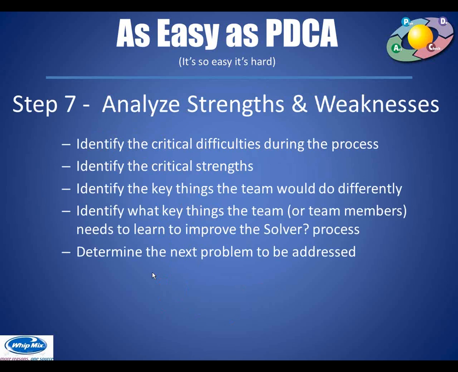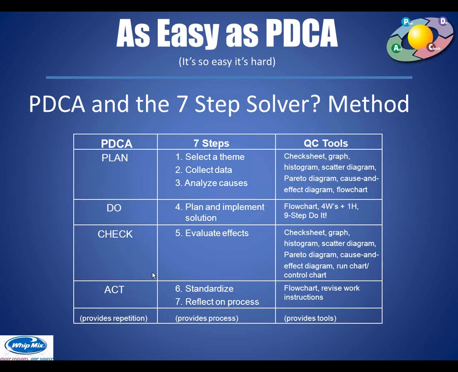Step 7 is analyze your strengths and weaknesses. I'll hit on this briefly. This is nice, especially early on in your improvement process or your continuous improvement activities, to reflect at the end: how did we do? What could we do better? So this is just a reflection step to look at how we can do better next time.